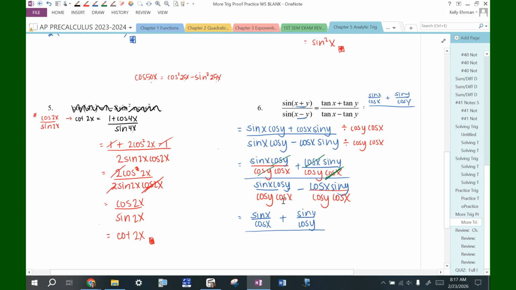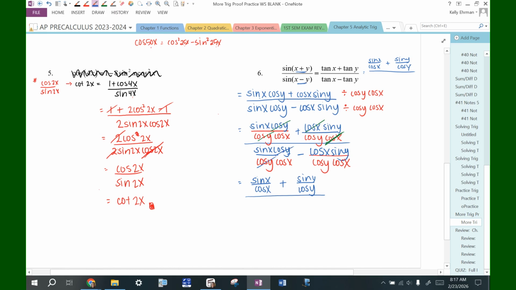Similar things will happen in the denominator. You're going to get the cosine y's to cancel. Sine x over cosine x minus, oops, I canceled the wrong thing. The cosine x's cancel in that one, so sine y over cosine y. And those are all quotient identities for tangent. So tangent x plus tangent y over tangent x minus tangent y.